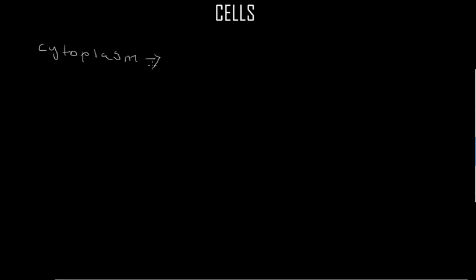So it is a semi-fluid. It simply is a semi-fluid substance, and this is where tiny bodies of the cell, known as organelles, are suspended and are allowed to float and sit there. So the cytoplasm is simply the floor of a cell. Now this floor is not hard, it is a semi-fluid.